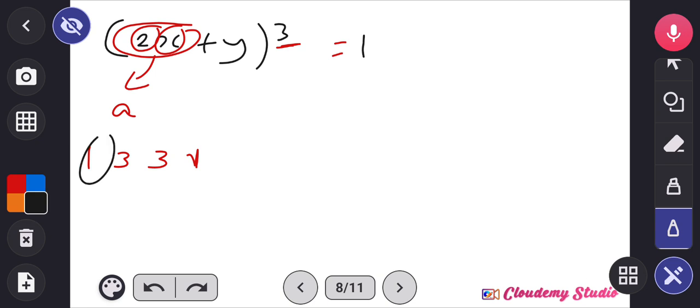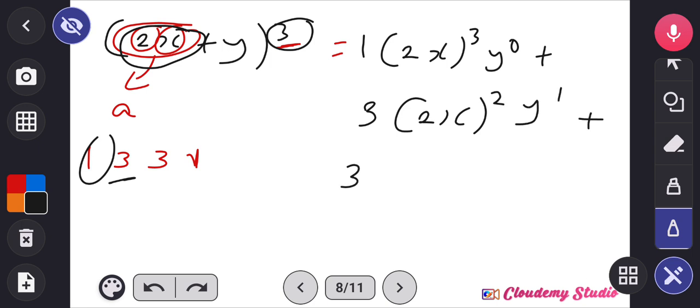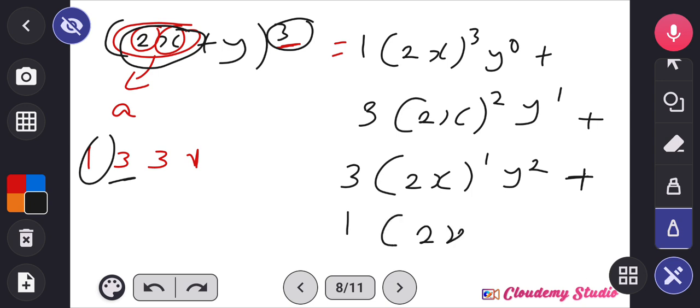Right? Now, you know A is going to take what? It is going to take the highest power. That is, you have to open a bracket, 2x raised to the power of 3, add y raised to the power of 0, plus the next one is 3. That is 3 into bracket 2x raised to the power of 2, y raised to the power of 1, plus 3, another 3, that is 2x raised to the power of 1, y raised to the power of 2, plus the next one will now be 1, 2x raised to the power of 0, y raised to the power of 3.